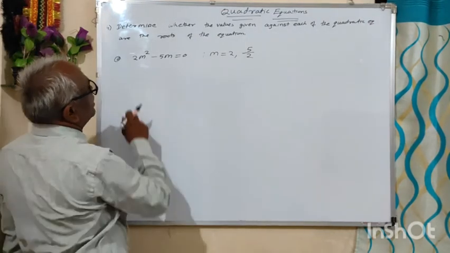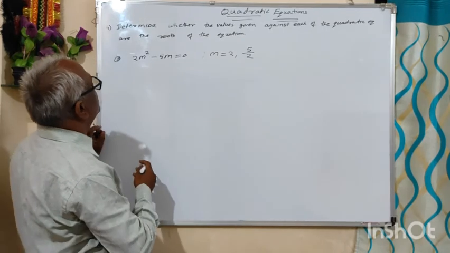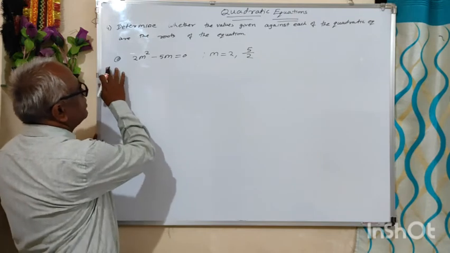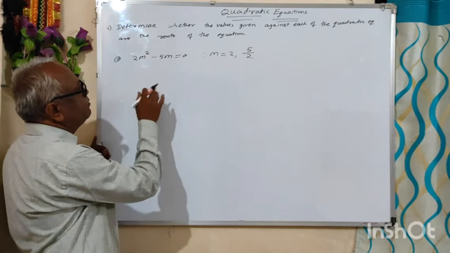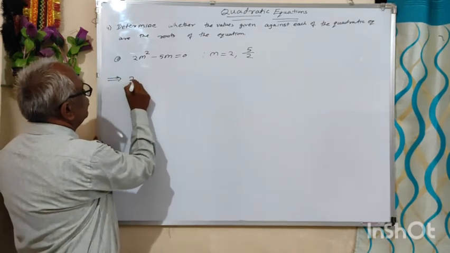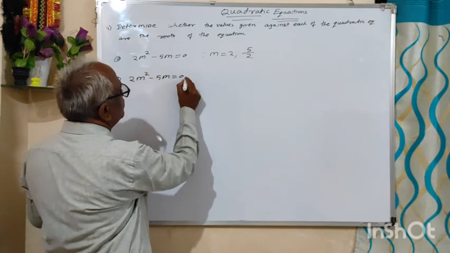Question number 4. Determine whether the value of the given against each of the quadratic equation are the roots of the equation or not. That is, two examples are there. First example, it is a homework for you. Second example I am taking here. 2m square minus 5m is equal to 0.